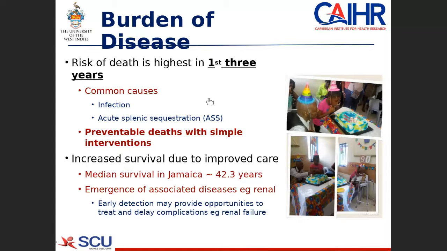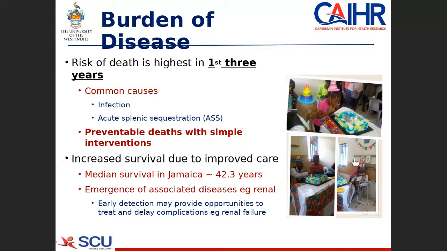And as I mentioned, the risk of death is highest in the first 3 years, okay? But because of comprehensive care, we now have increased survival. So the median survival now for a person who has SS disease is 42 years, which is very good compared to 20, 30 years ago. But this is just the median, persons will be older, live longer than that, all right?